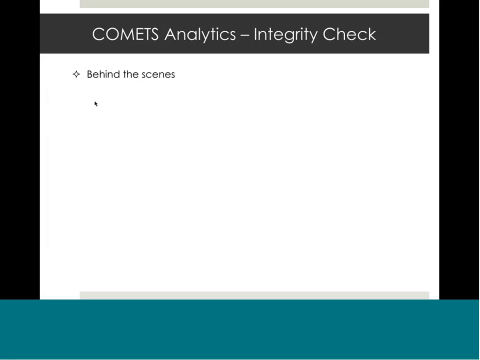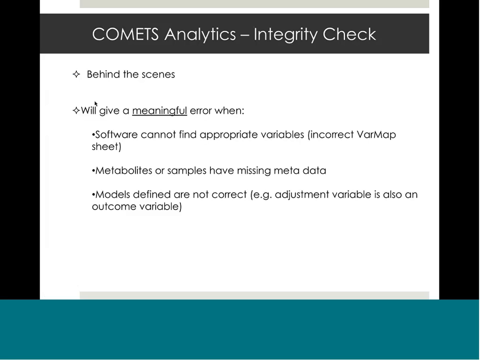Okay, so now that you have your input and you are starting to run your analyses, there's a series of integrity checks that go on behind the scenes. We've put in quite a bit of effort to try to return meaningful errors. Some errors that can occur are, for example, incorrect mapping from your VARMAP sheet. Say you map an ID that is not present in your data, it's going to throw an error.